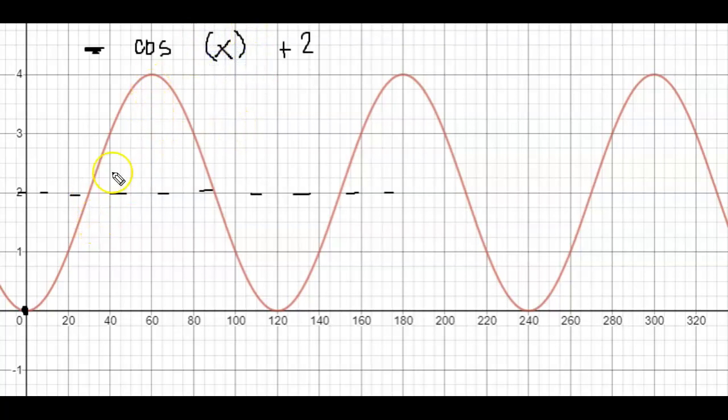I need to look for that amplitude. My amplitude is 2 because my midline's at 2. It goes up to 4 and down to 0, so I have an amplitude of 2. It is negative though because we started at the bottom instead of the top. And now to look for one full cycle. We go up all the way to the top and we come all the way back down, and it looks like our period is 120.